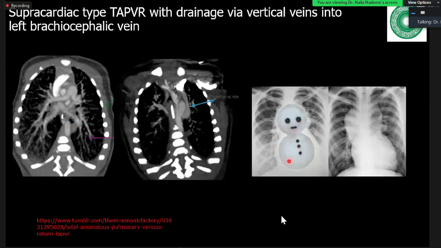The snowman is not present every time with TAPVR. It is the supracardiac type of TAPVR, total anomalous pulmonary venous return, which will have this typical X-ray. This X-ray, of course, these two X-rays I've taken from the internet.